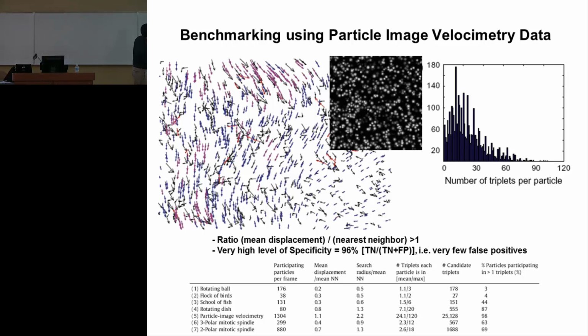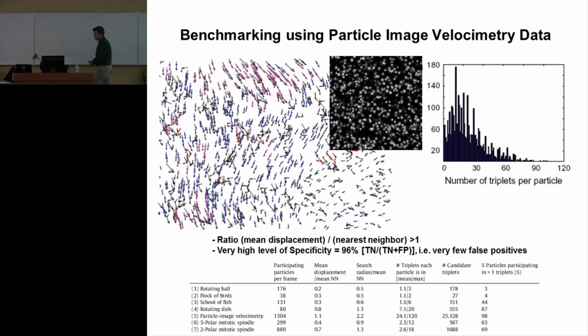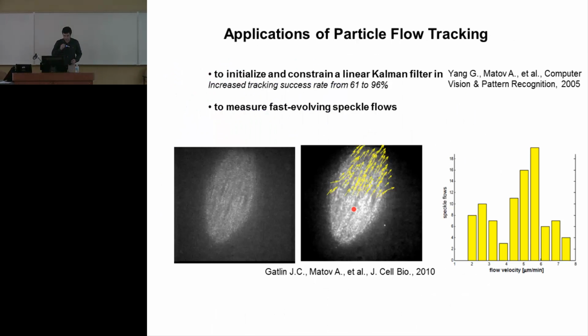Some of the particles participate in 100 possible triplets. And so what I used this for, in terms of technical application, was to initialize a Kalman filter. A linear Kalman filter, right? Because it can give you the instantaneous orientation of the flow on the fly.